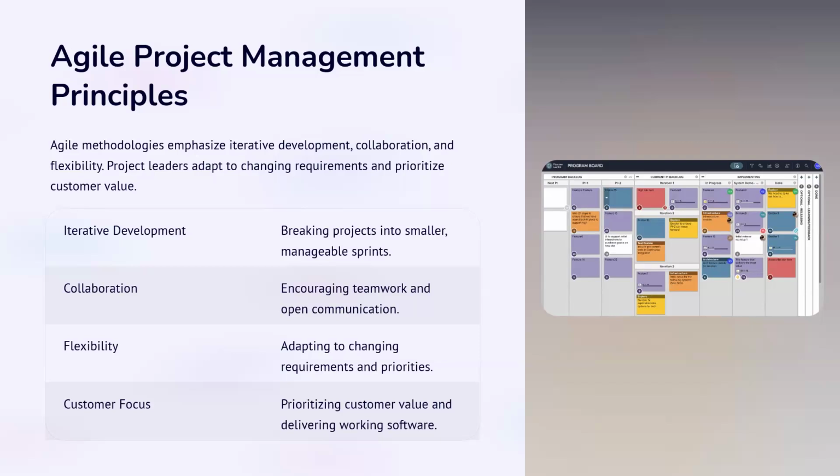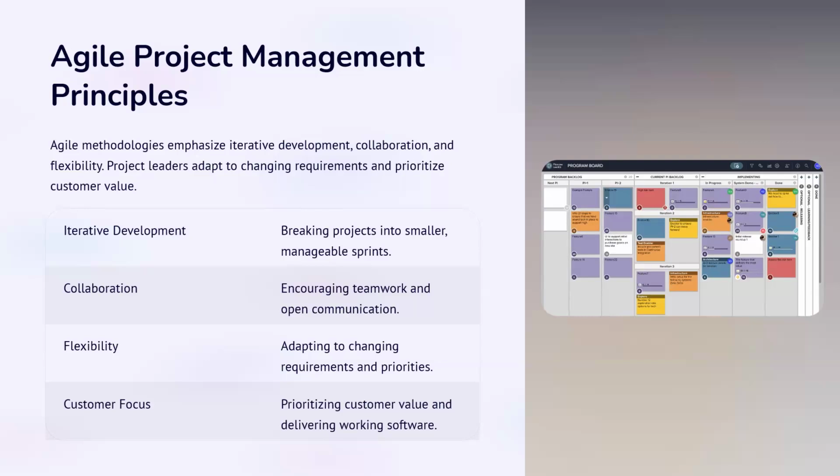So the first principle, iterative development. Iterative means small projects, breaking the big project into smaller projects which can be completed quickly and effectively. And these small projects are called sprints. Then the second principle is collaboration, that is encouraging teamwork and open communication so that no friction happens between the team members, or between the team members and the leaders.